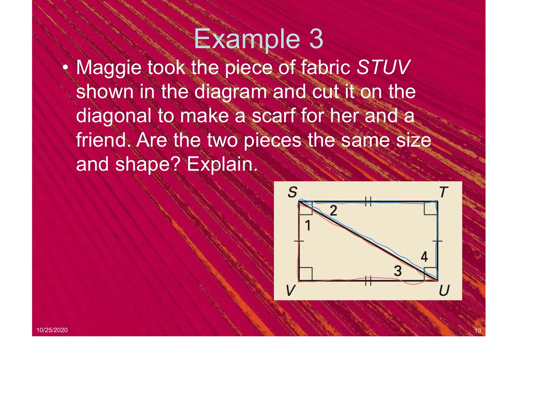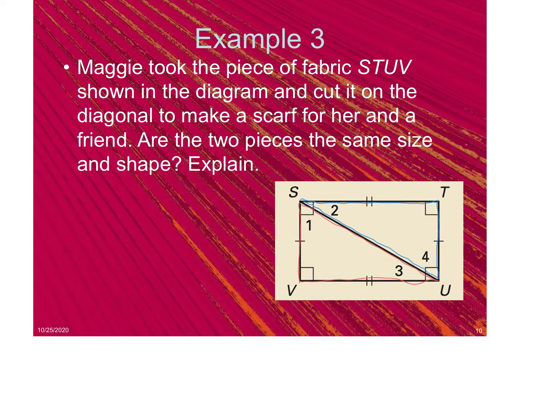Now, are the two pieces the same size and the same shape? What kind of figures are the same size and the same shape? Congruent triangles. So we need to make sure that these are congruent. And in order to prove that they're congruent, we need to make sure that every single piece of one triangle matches up with a piece of the other one. Do you guys agree with that?